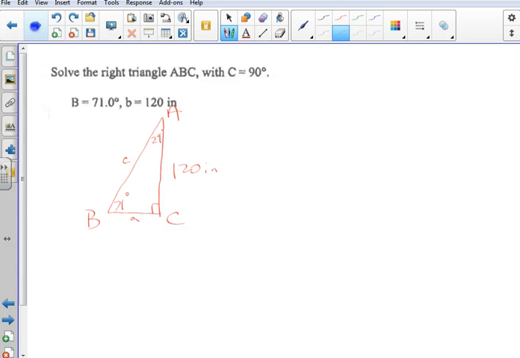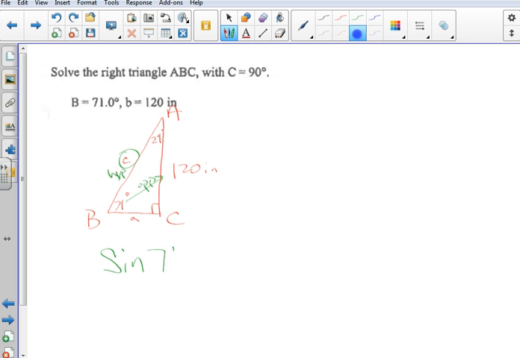Let's go after C. Now we're going to go after the hypotenuse. I'm going to use the 71 degree angle. You could use either. I'm going to use the 71. Opposite is 120, so that's what I have, and what I'm looking for is the hypotenuse. So opposite and hypotenuse. Which trig function is it? Think. That's right, it's the sine.